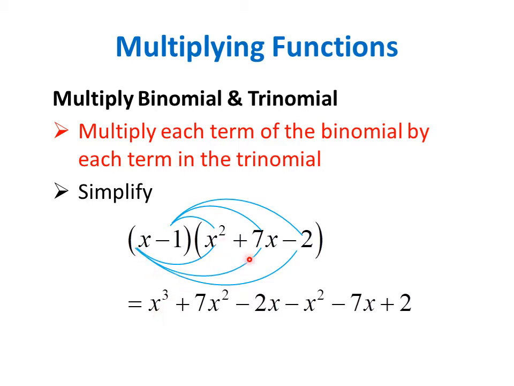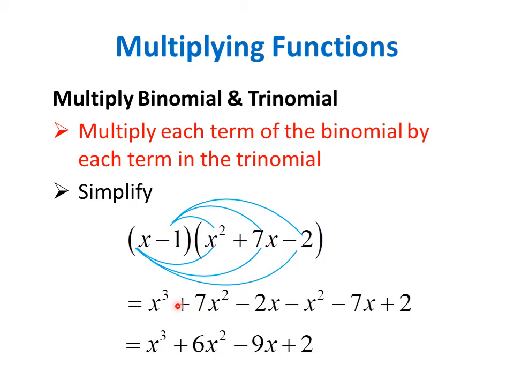So we have x times x squared, that's x cubed. X times positive 7x, that is plus 7x squared. X times negative 2, that is negative 2x. Now we multiply negative 1. So negative 1 times positive x squared, negative x squared. Negative 1 times positive 7x, that is negative 7x. Negative 1 times negative 2, that is positive 2.